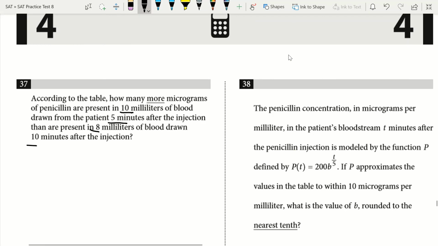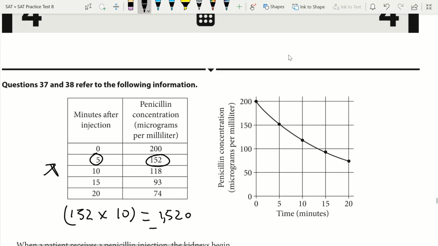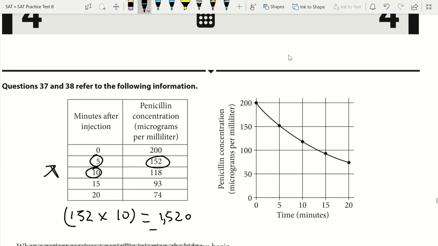My next value, it says, is how much micrograms are present in 8 milliliters of blood drawn 10 minutes after the injection. All right, 10 minutes after the injection, my concentration in micrograms per milliliter is 118. So that's going to be 118 times the 8 milliliters of blood. When I multiply 118 by 8 on my calculator, I will get 944. So I'll put that in here so you can see 944.